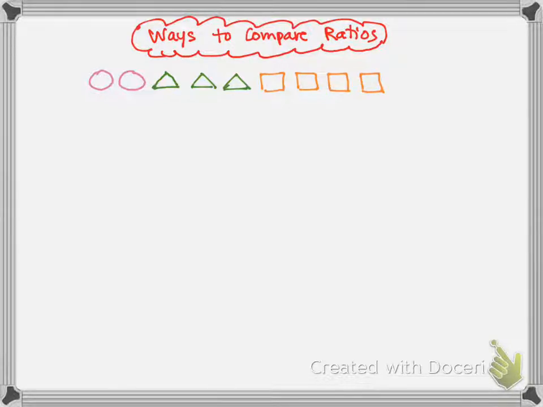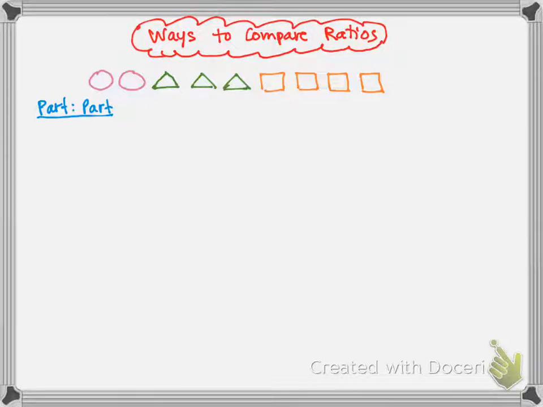Okay? So there are 2 basic ways to compare ratios. The first way is going to be part to part. So when you're looking at these pictures here, you're going to compare, let's say, circles to triangles, or circles to squares, or triangles to squares, or we could go the other direction, squares to triangles, squares to circles. So that's going to be part to part. So let's focus in on that, and then on the right side, we'll add in the second way.